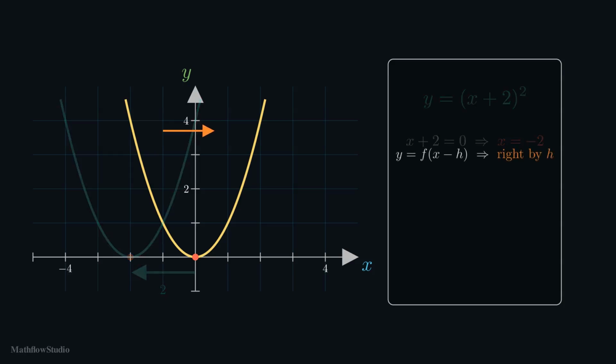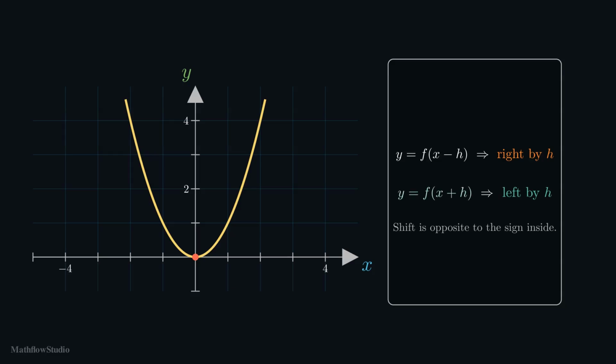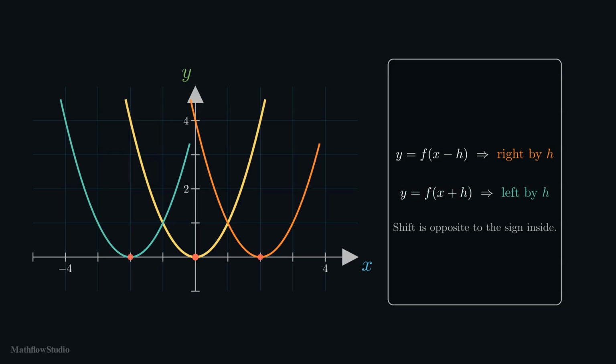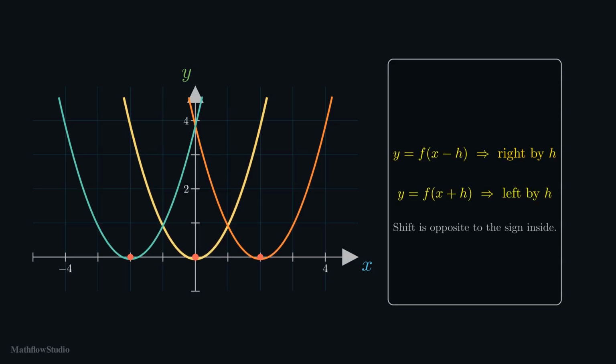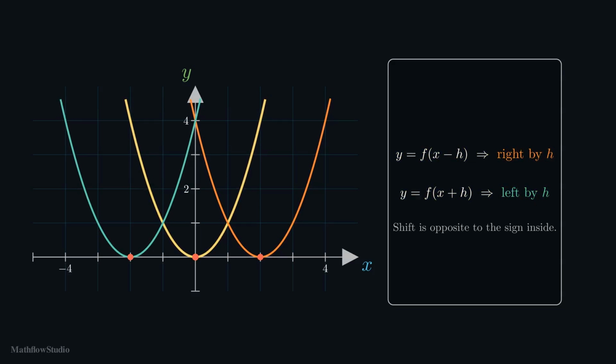In general, replacing x with x minus h shifts the graph right by h units. And replacing x with x plus h shifts the graph left by h units. The direction is opposite to the sign you see. Minus moves right and plus moves left. Let us look at all 3 graphs together. Same shape, simply slid left or right by changing what goes inside the function.